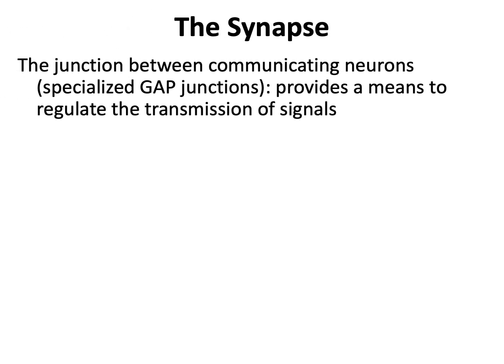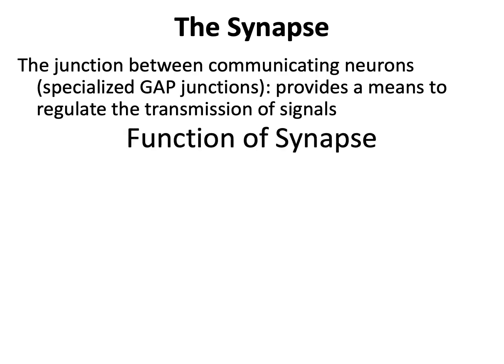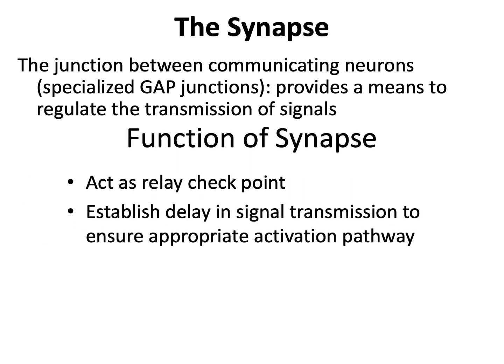Which takes us to what's the synapse. And so the synapse is the junction point between neurons and whatever tissue it's interacting with. It's the communication point. It is a specialized gap junction. The function of the synapse is to act as a relay checkpoint. It establishes a delay in the transmission of the signal so that we ensure the appropriate pathway is being activated.